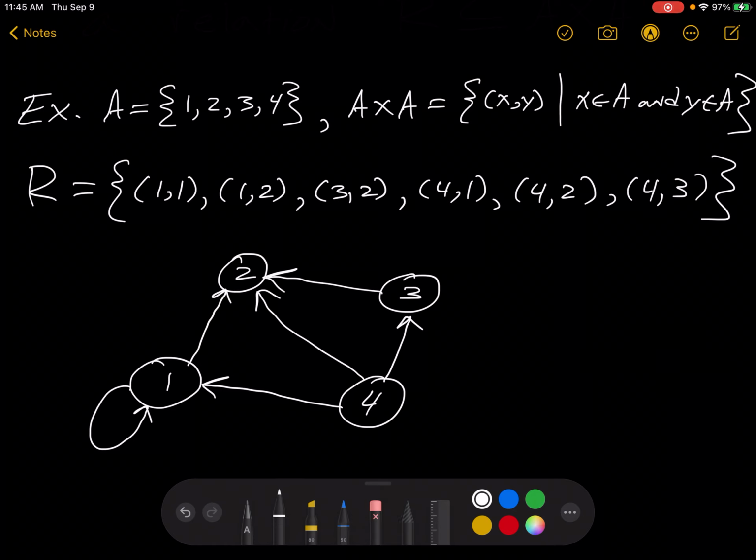And so now notice that this is yet another way to represent a relation. If we're given a set of ordered pairs that defines a relation, we can make a directed graph or just a graph of the relation. If we're given a graph of the relation, then we can create a set of ordered pairs.